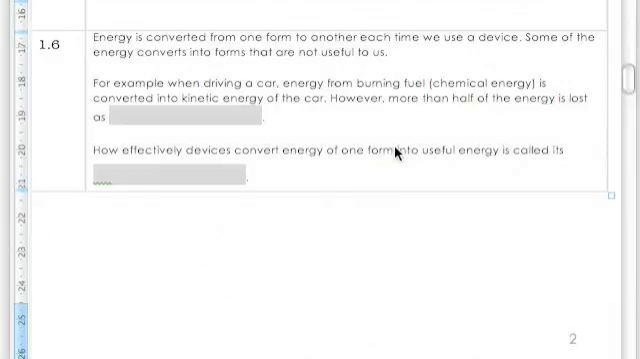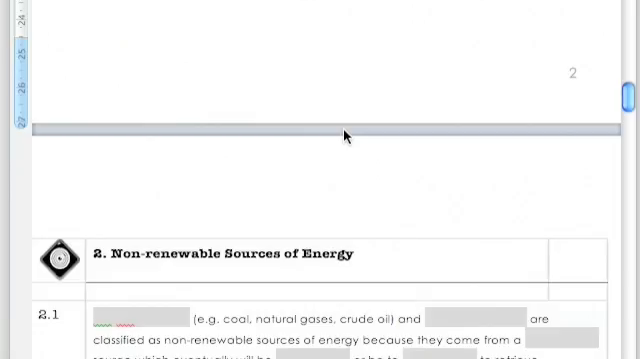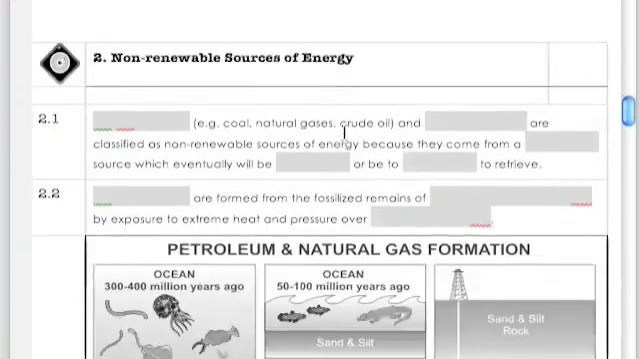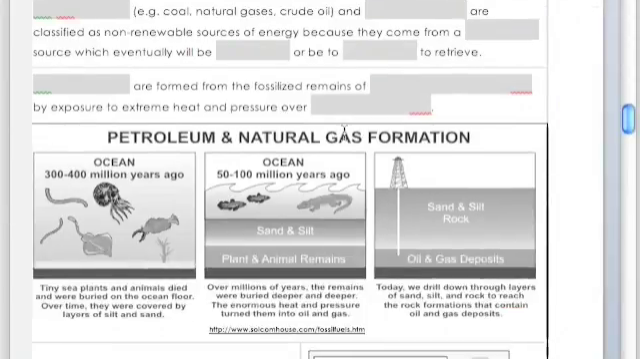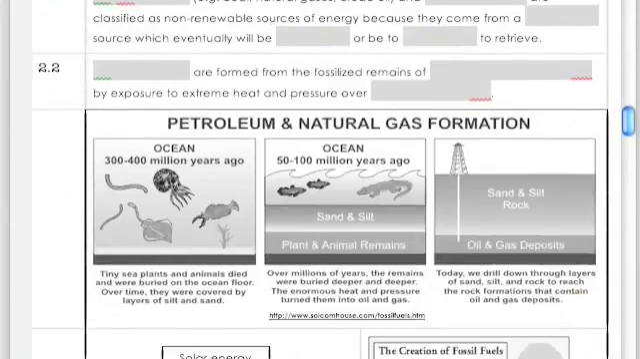Now let's move on to this next section on non-renewable sources of energy. Some of these include coal, natural gas, crude oil. They are non-renewable because they come from a finite source, and this source will definitely run out over time, or it will be too expensive to get to it.